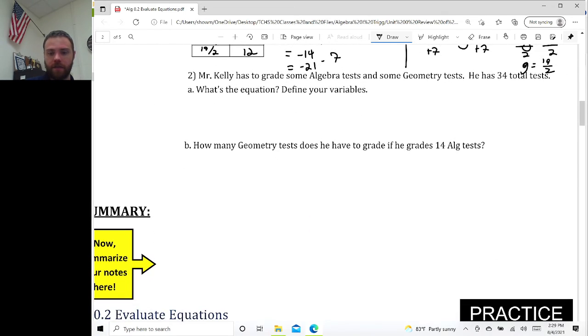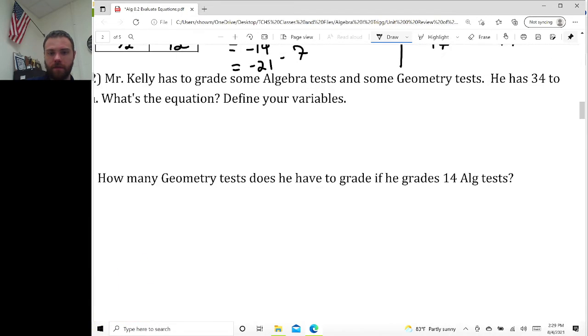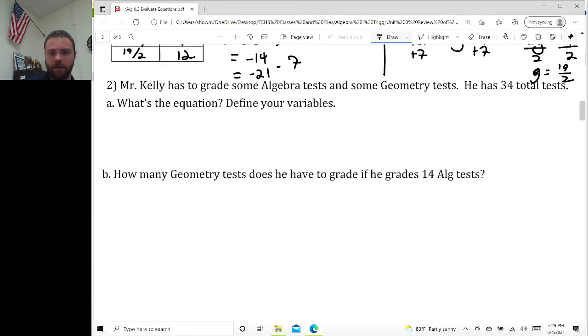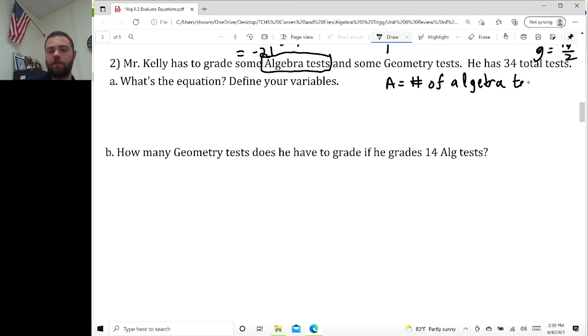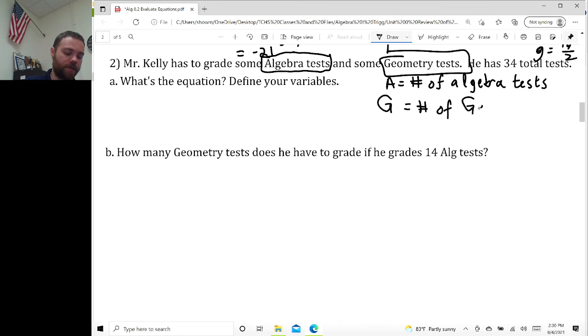So then I've got this little word problem to solve. It says Mr. Kelly has to grade some algebra tests and some geometry tests. He has a total of 34 tests. What's the equation to find your variables? Well, I don't know the number of algebra tests. So I'm going to let A equal the number of algebra tests. And I also don't know the number of geometry tests. So I'm going to let G represent the number of geometry tests.